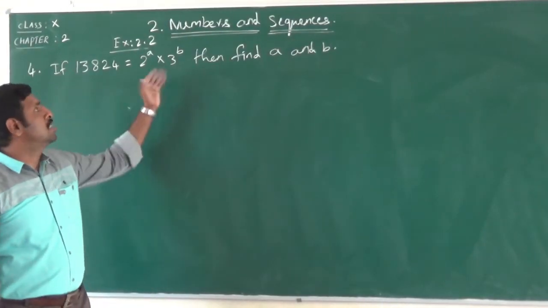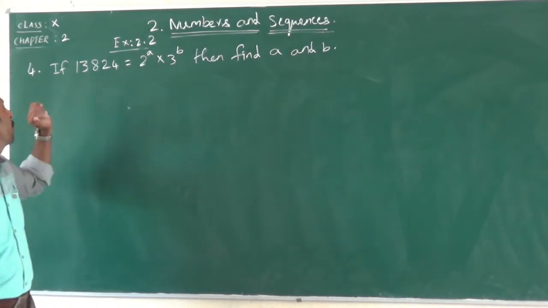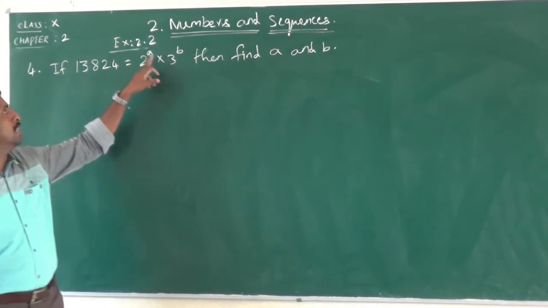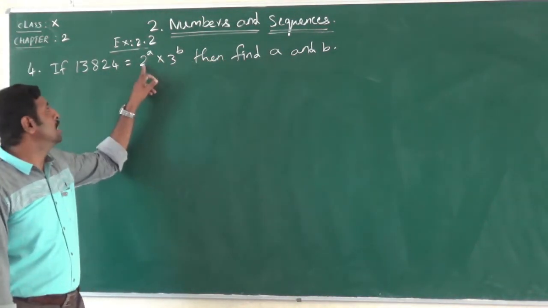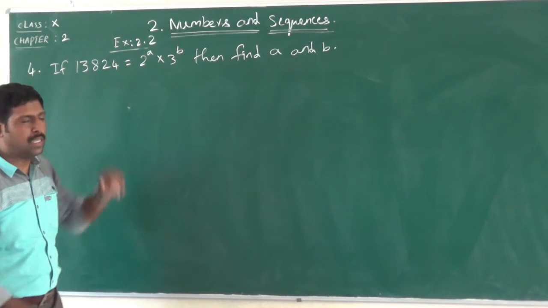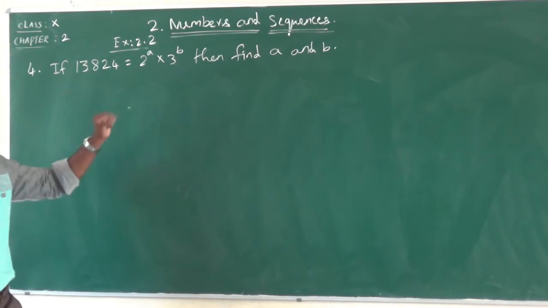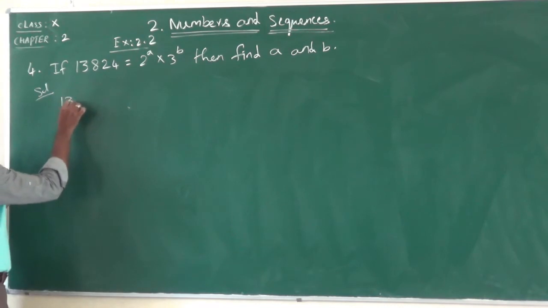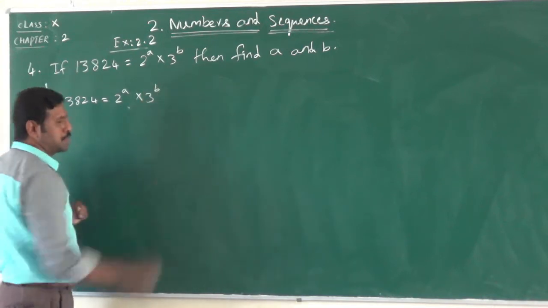Hi students, second chapter, Numbers and Sequences, exercise 2.2, we are going to see question number 4. If 13824 is equal to 2 power a into 3 power b, then find a and b. See, here 2 and 3 are prime numbers. We want to find the powers of these two prime numbers, right? By using either the factor tree method or the prime factorization method, we can find the values of a and b.